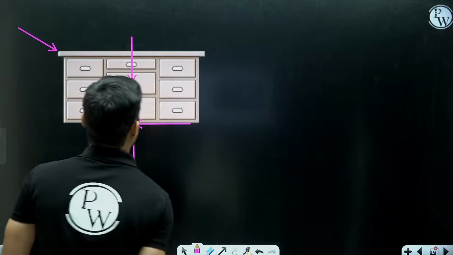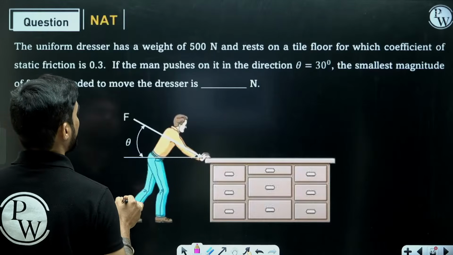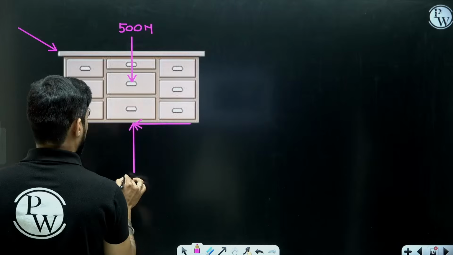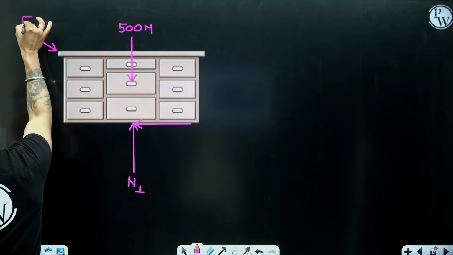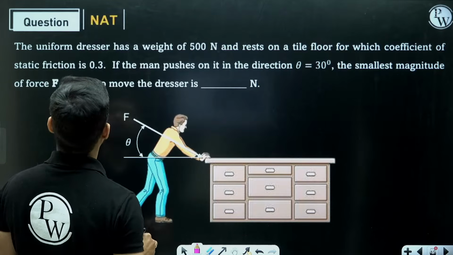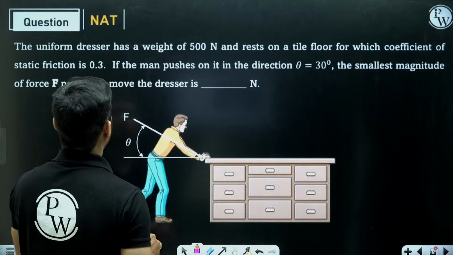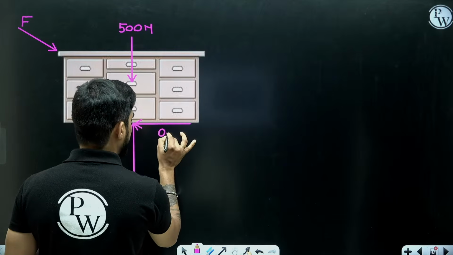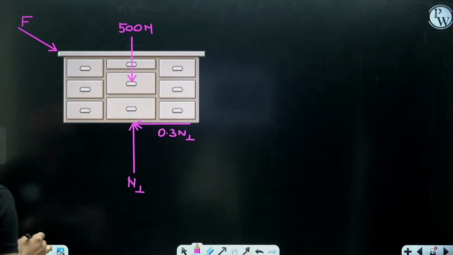Weight of the dresser is 500 Newton. This normal force is N1. This is F, and limiting friction will be mu s into N. They have not mentioned whether it is static or kinetic coefficient of friction, so I will automatically assume it is the static coefficient of friction, 0.3 N1.